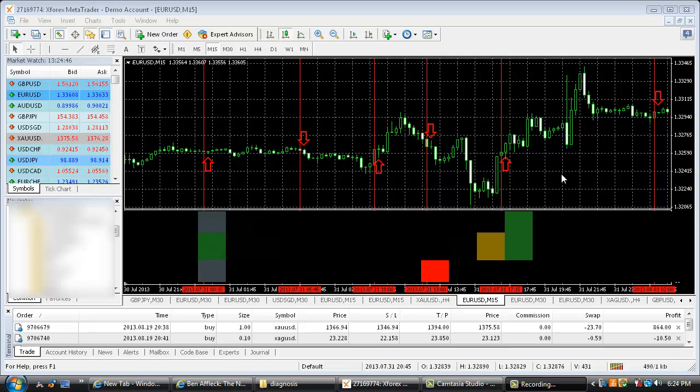For repaint indicators, you have to test them through live trading, because the fact that it repaints means that if you do back testing like what I'm going to show you today, it may not be very accurate. It may show you more wins than losses, but it still gives you a rough idea of how it works.